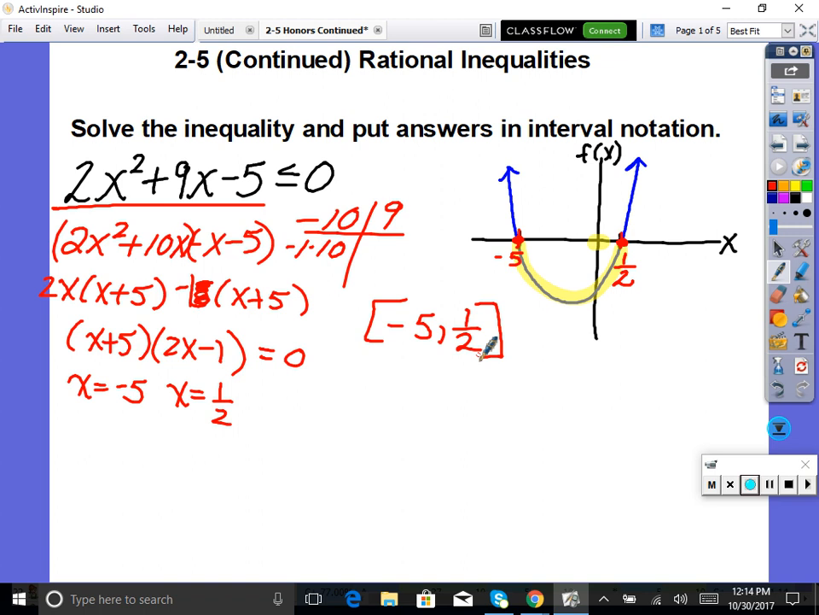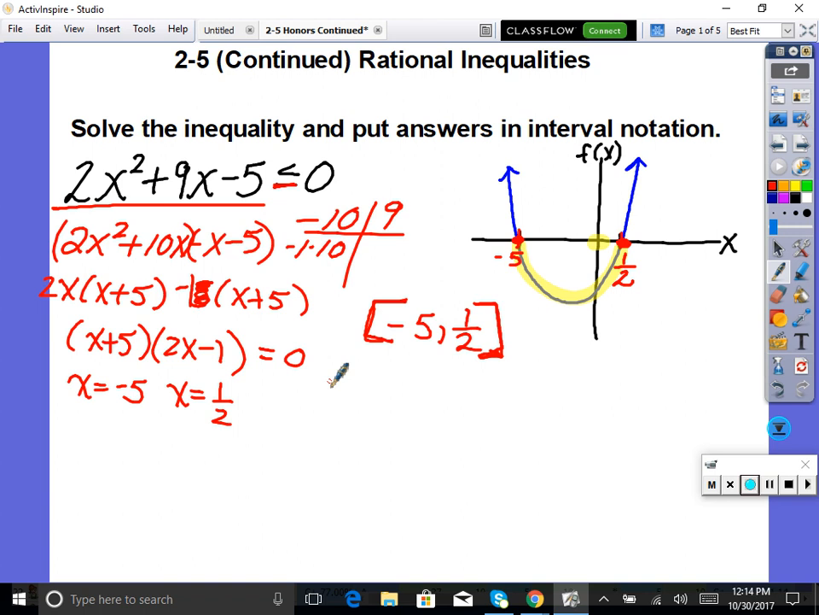Oh, yeah. By the way, sorry, let me say one more thing. Shouldn't we be putting brackets because of the including 0 sign? So at 0, when the function is equal to 0 is included, so we have to put brackets on negative 5 and 1/2. Okay, I didn't specify.